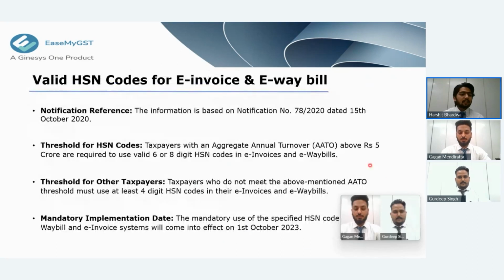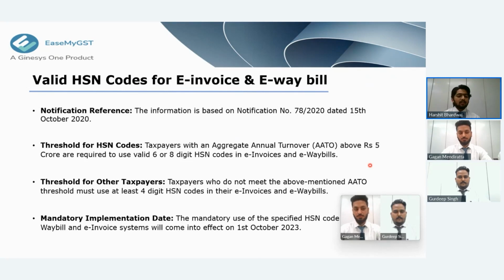The next notification is regarding the HSN codes in e-invoicing and e-way bills. The notification references an older notification released in October 2020, which says that taxpayers with an aggregate turnover of 5 crores or more are required to use valid 6 or 8 digit HSNs in e-invoicing and e-way bills, which means if you have a turnover of 5 crores or more, you should use only 6 or 8 digit HSN for both your e-invoicing and your e-way bills.